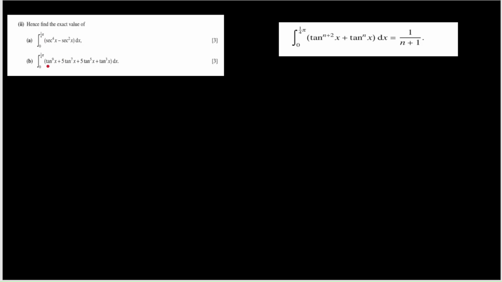See, again, the main game is to convert this into this. But how are you going to do that? So you know that this is 7 plus 2, so n is 7 over here, and this is 3 plus 2. So what you are going to do is tan 9x.